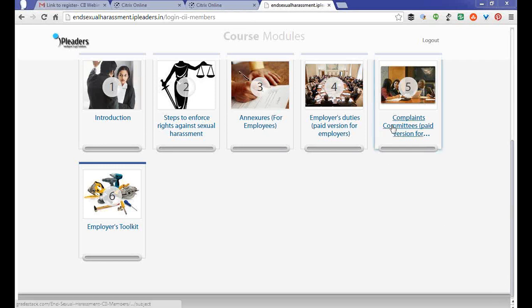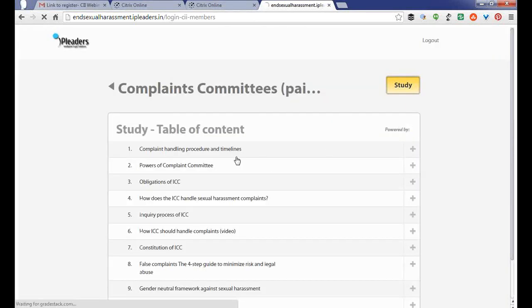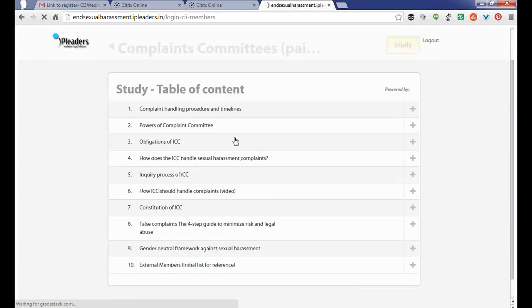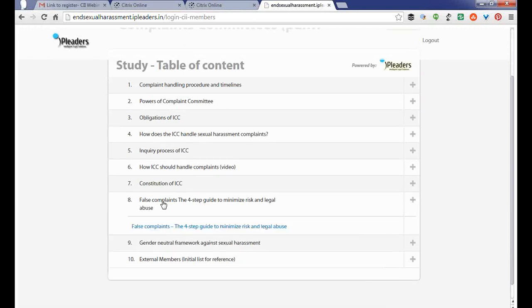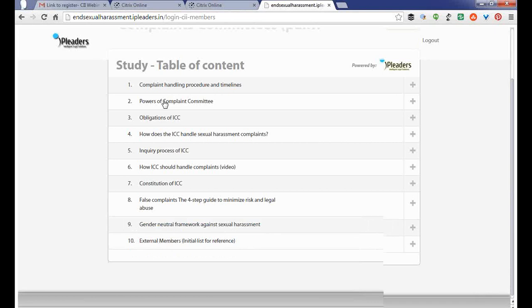Then the fifth module is on complaints committees, how they function, how they should decide cases, how they should take evidence. I'm also showing how to handle false complaints, because there's a risk of abuse. If there is a risk of abuse of a person's past, how can this be handled?